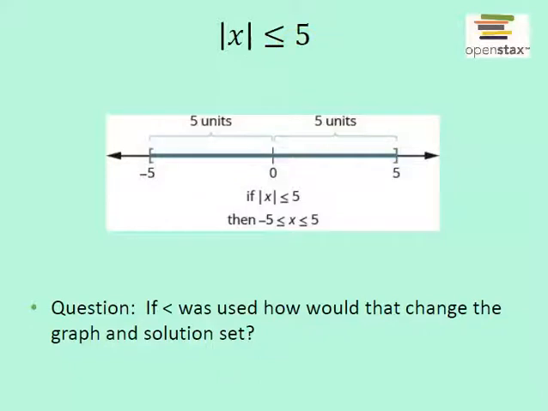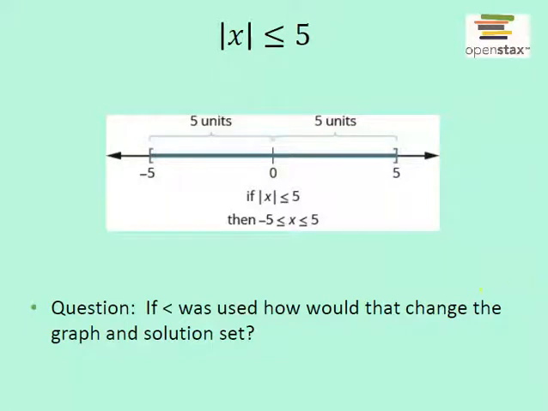So in the picture you see that we're translating this absolute value inequality into a compound inequality. This compound inequality says that negative 5 is less than or equal to x, which is less than or equal to 5. This is an and inequality because we want to be both bigger than negative 5 and less than positive 5 in absolute value.